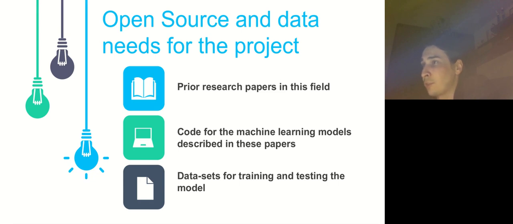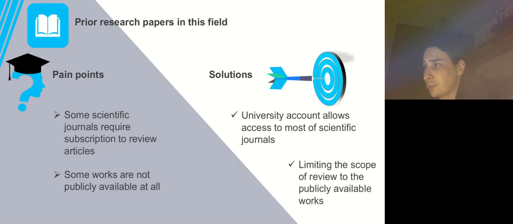So the first one is getting prior research papers in the field. It seems trivial, but there were some caveats and problems with this too. The second is getting the code of those prior works, to actually reproduce the experiments and reuse it or modify and improve it. And the third is the data set for training and testing those models. It's also not easy to get.